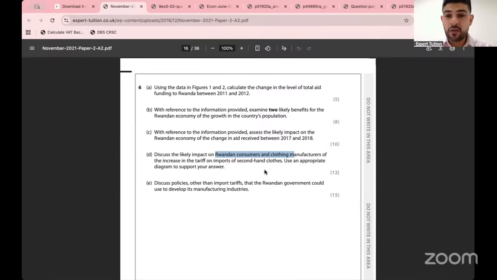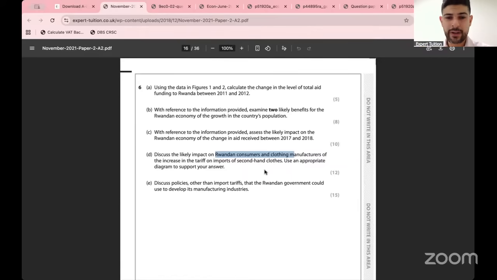Even with the tariff, Rwandan clothing manufacturers may be charging a higher price, but the quality of the foreign one is good, right? So it depends on the PED. In other words, if the PED for the foreign products is still inelastic, then it isn't going to impact the clothing manufacturers in Rwanda that much. Yeah, that's the manufacturers. Now, consumers.